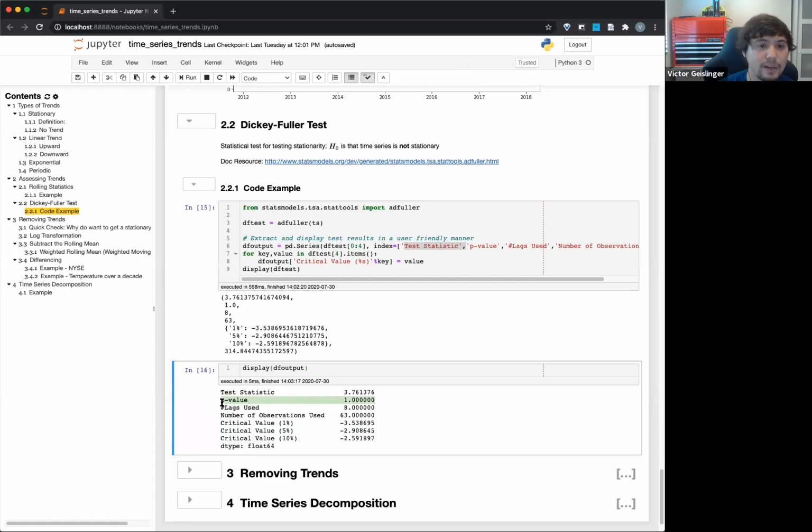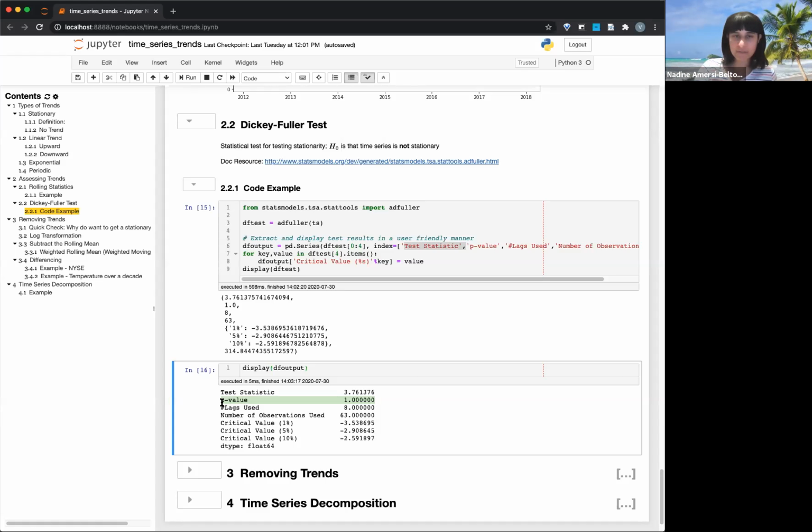So how do we interpret this? Any kind of idea? Don't reject. Right, we can't reject. I'm sorry, Nadine, go ahead and say that one more time. I was saying usually we set alpha as like 0.05, something really small. This is 1, so it's big. So we can't reject the null hypothesis. So we have to keep H0 that the time series is not stationary.